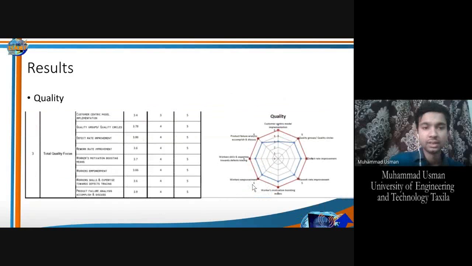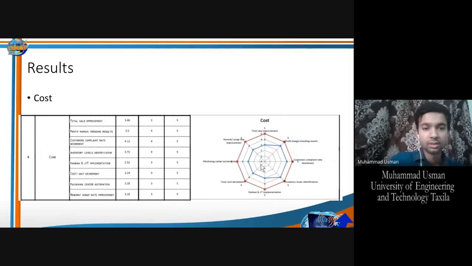Next is quality. It is very important, for example customer model, quality groups, defects rate. They are rated, and it shows that quality is much more important in the industries. Therefore, they rated 4 out of 5. For the future plan, they have rated 5.